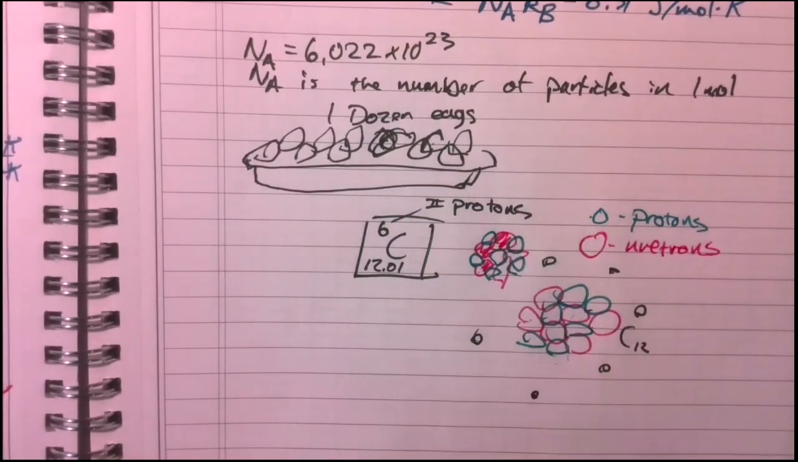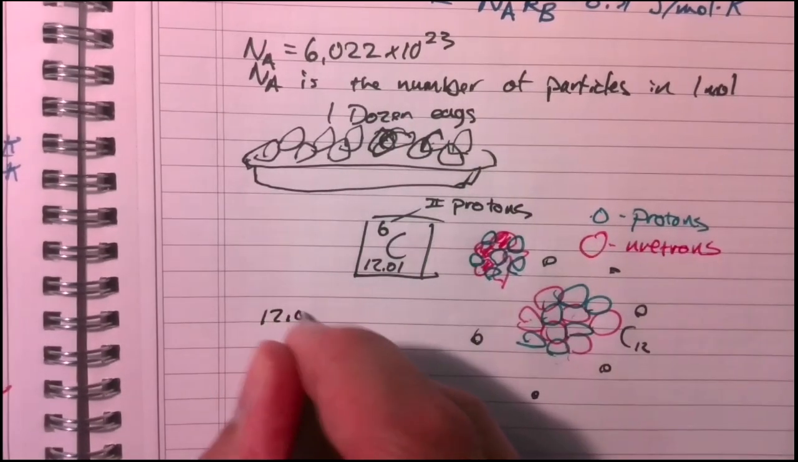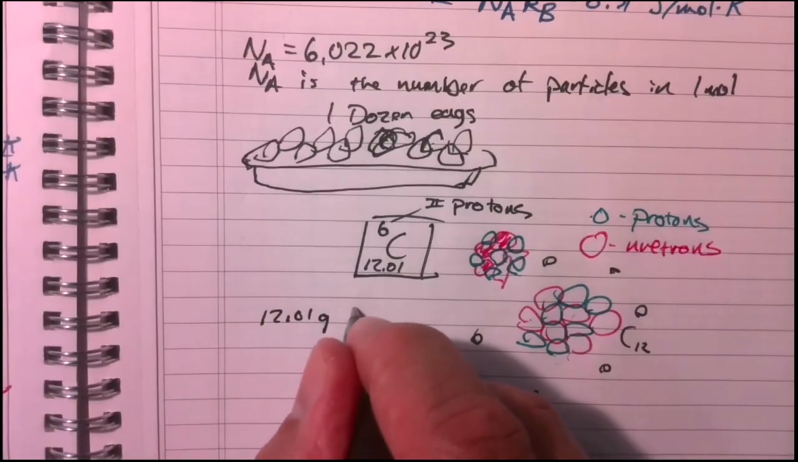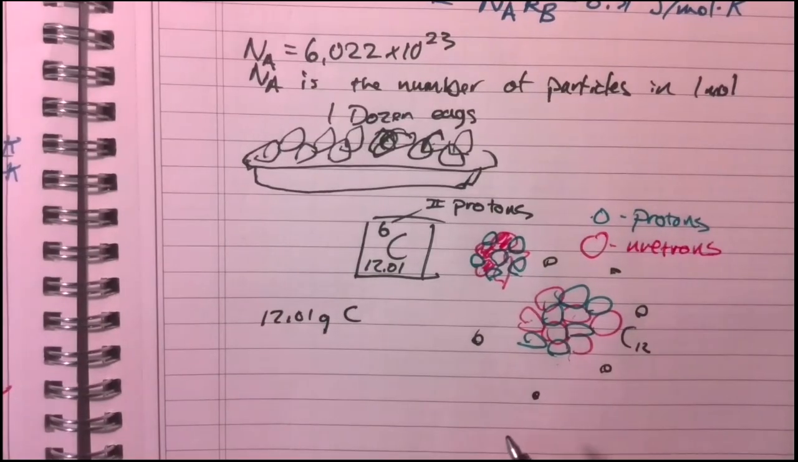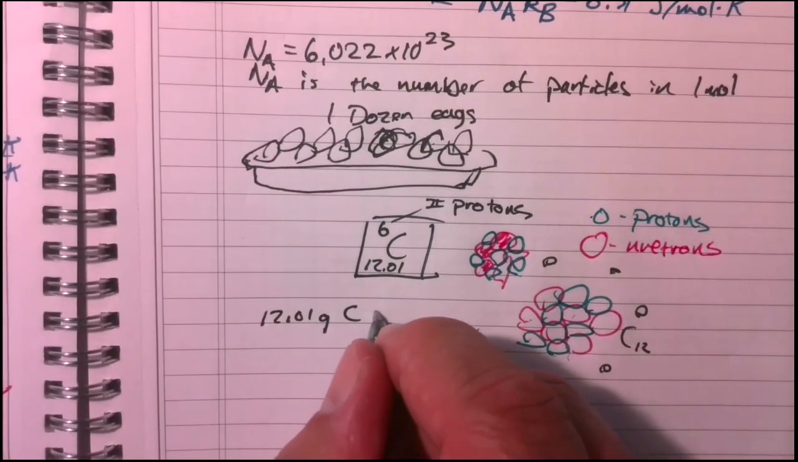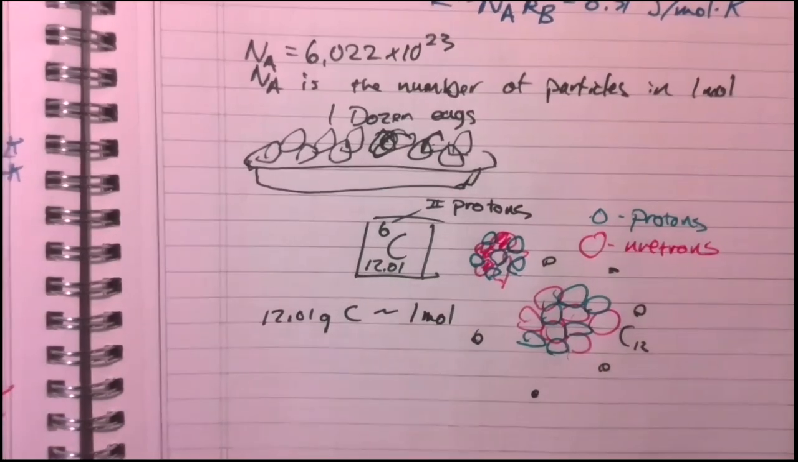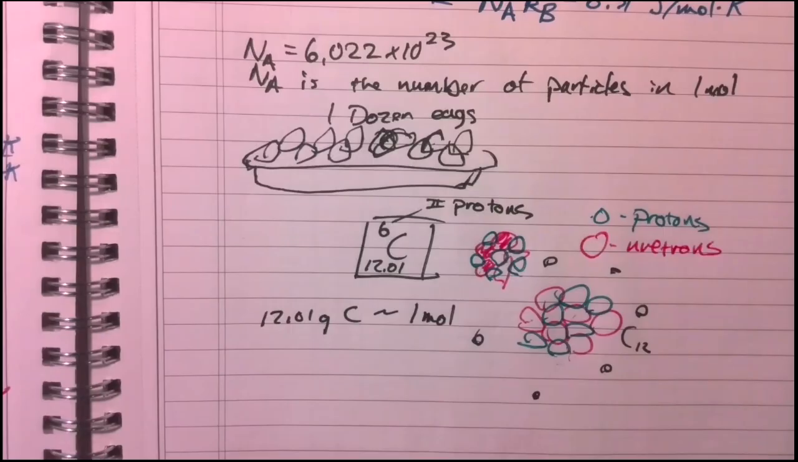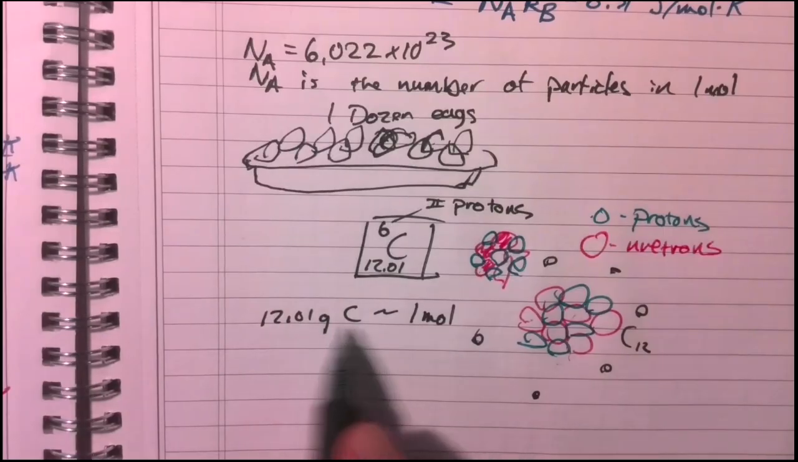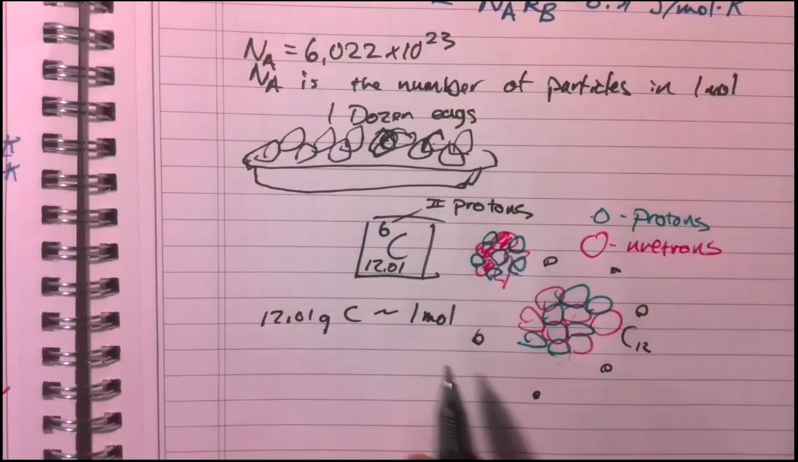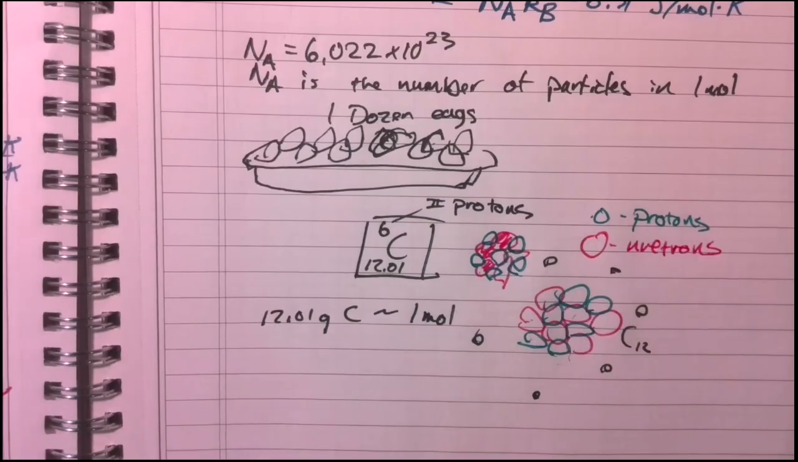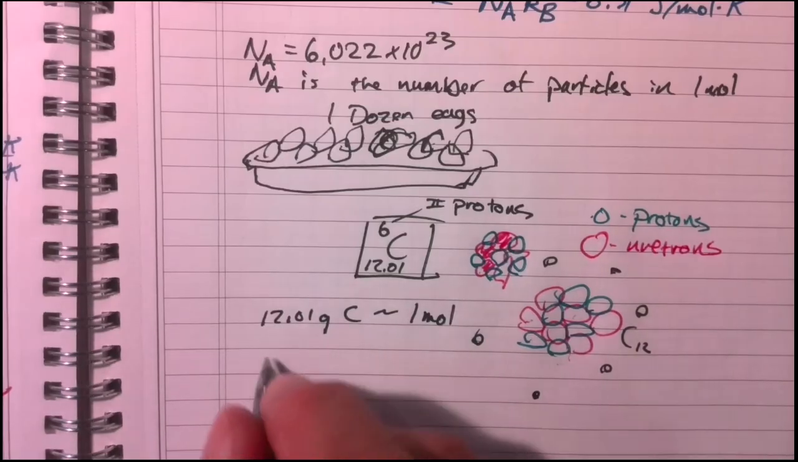So if we have 12.1 grams of carbon, if we had this much carbon, that would be 1 mole of carbon. Now this would be for individual atoms, but we can also have moles of oxygen. Let's talk about a mole of oxygen.